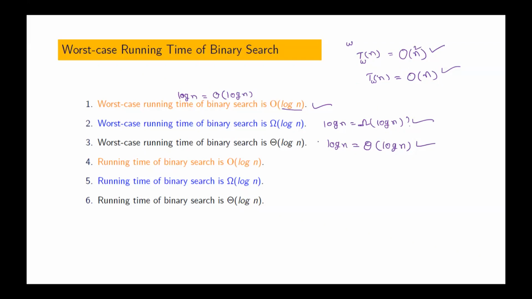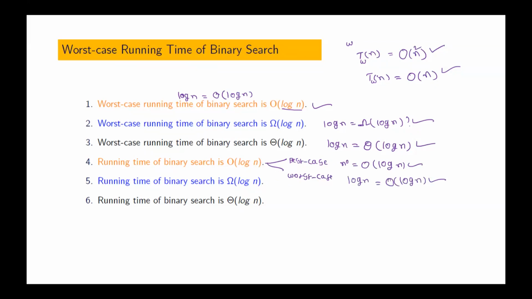Next. Similarly, what about the fourth statement? Is that true or false? True, sir. It is true. It is true for best case also, worst case also. We need not even check for average case. In the best case, n power 0 is big O of log n. This is correct. In the worst case, log n is big O of log n. This is also correct. Average case, automatically it becomes true.